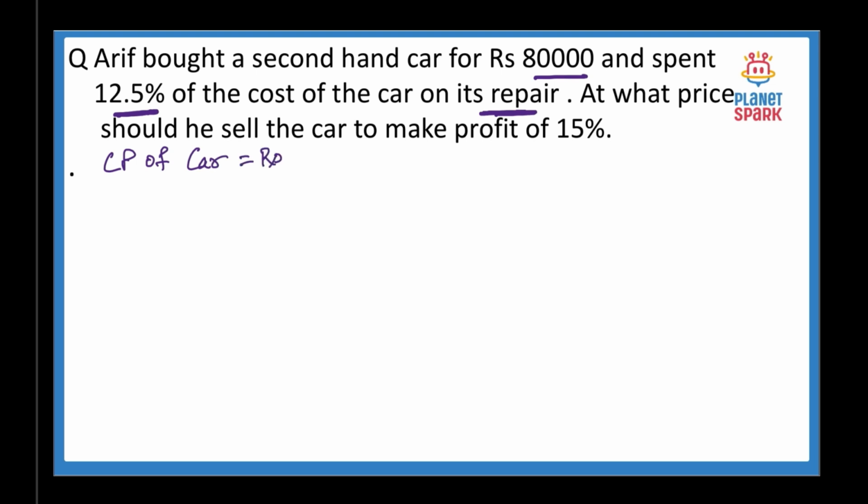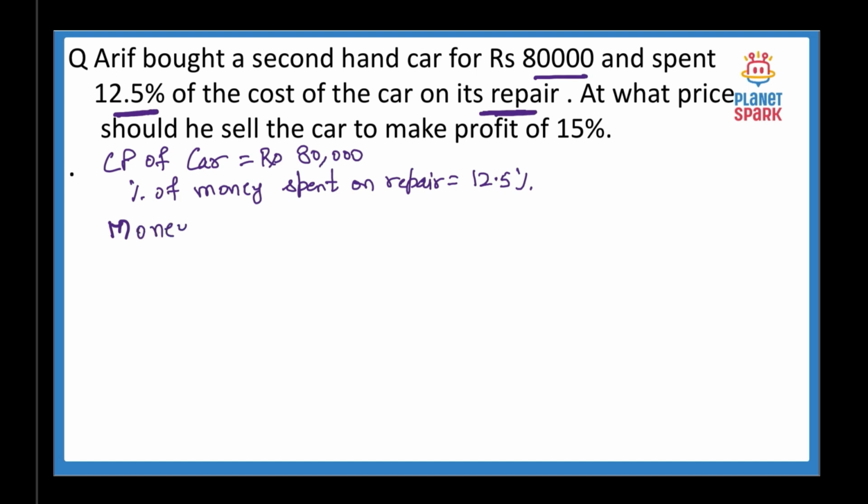Now, just remember this, it's an important concept. Just remember that money spent on repair is always added to the cost price. It is the cost that we have incurred, so it is always added in cost price. Percentage of money spent on repair was 12.5%. And now we'll calculate the money spent on repair. So money spent on repair will become 12.5% of 80,000.